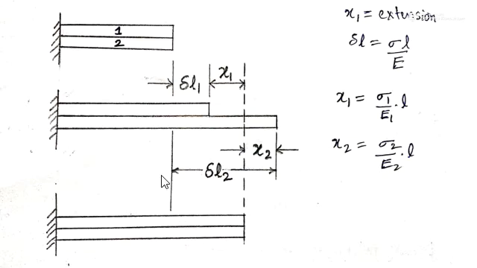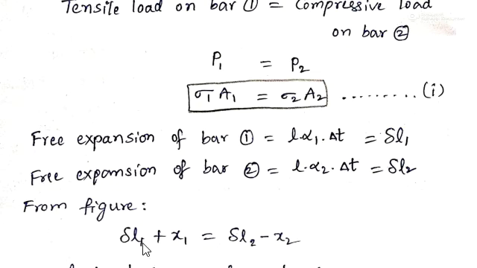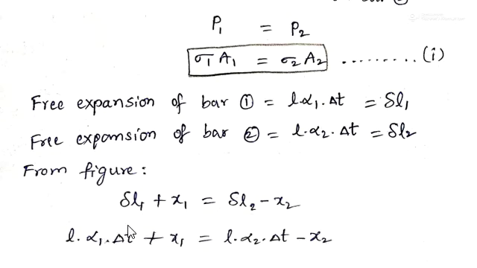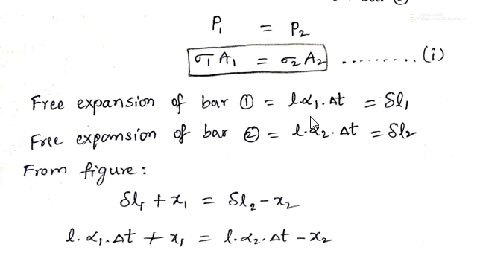So when you observe this diagram, we can say delta L1 plus x1 must be equal to delta L2 minus x2. So from that we can write the equation as delta L1 plus x1 is equal to delta L2 minus x2, and I told you delta L1 is the free expansion of bar 1. That is given by the formula L alpha 1 delta T, and delta L2 is the free expansion of bar 2, that is L alpha 2 into delta T.